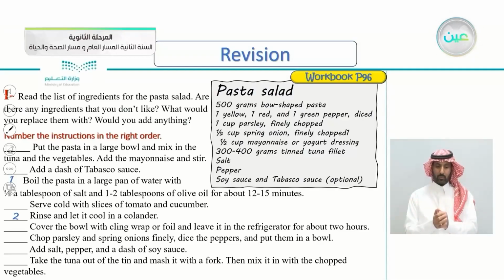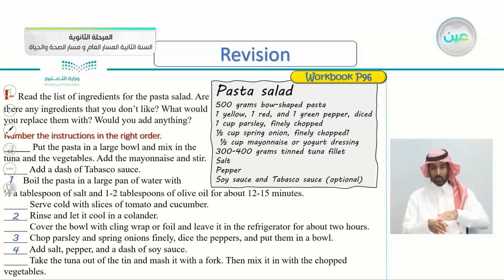Number 3 here is to chop the parsley and spring onions. Finally, dice the peppers and put them in a bowl. So we're learning how to cook here. Number 4, which one is step number 4? Number 4 would be to add salt, pepper, and a dash of soy sauce.